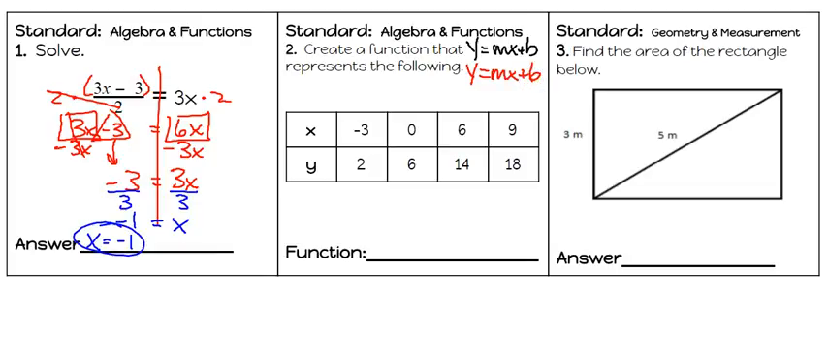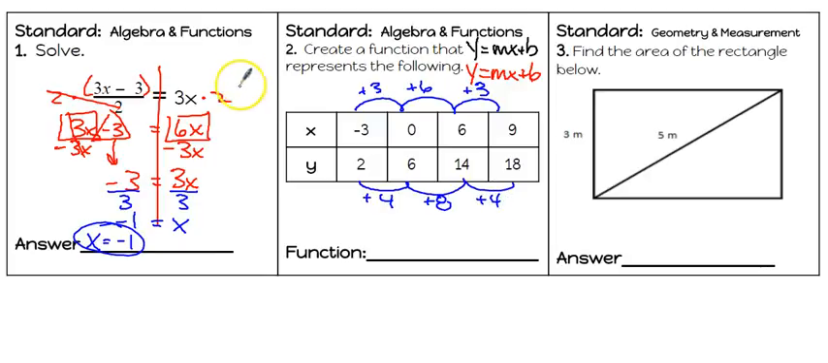Now we're going to look for a constant rate of change. In our x values, negative 3 to 0, we're adding 3. 0 to 6, we're adding 6. 6 to 9, we're adding 3. In our y values, we have 2 to 6, which is adding 4. 6 to 14, we're adding 8. And then 14 to 18, we're adding 4.